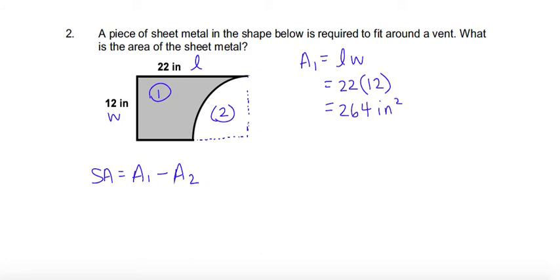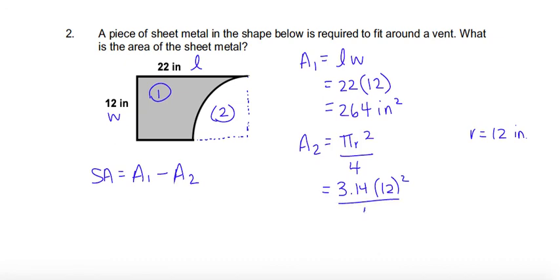Now I'm going to work out the area of the quarter of my circle. So I'm going to start by looking at the area of a full circle, which is pi r squared, and because it's a quarter of a circle, I'm going to divide that by 4. Now I have to think about what is my radius. So because this is a quarter of a circle, my radius ends up being 12 inches. So I'm going to substitute 12 in for my r. So I have 3.14 times 12 squared divided by 4.